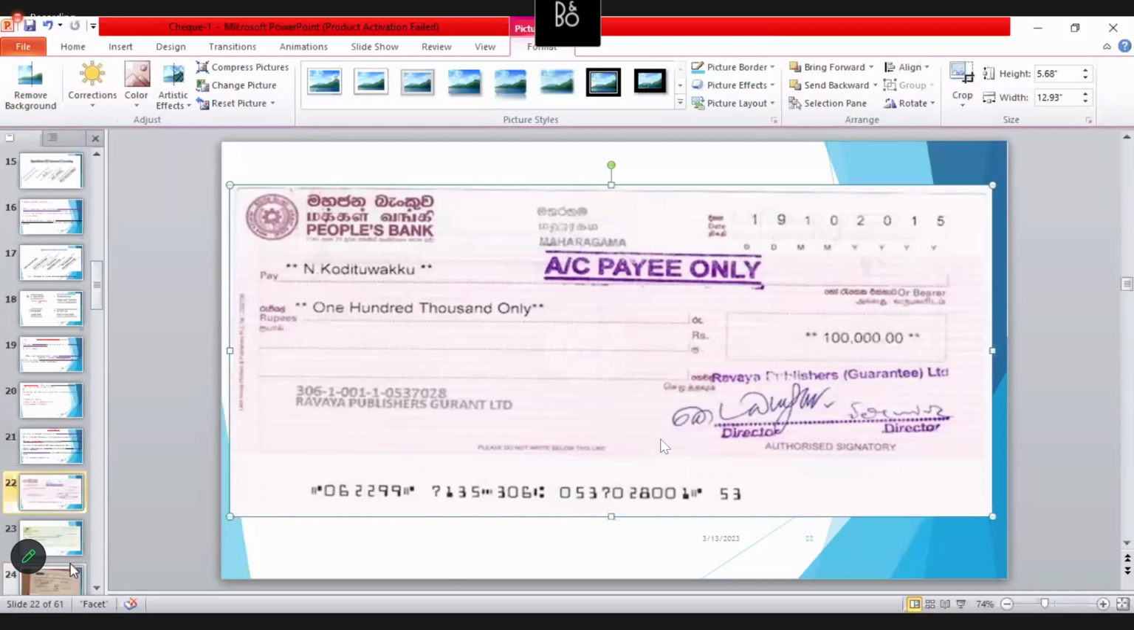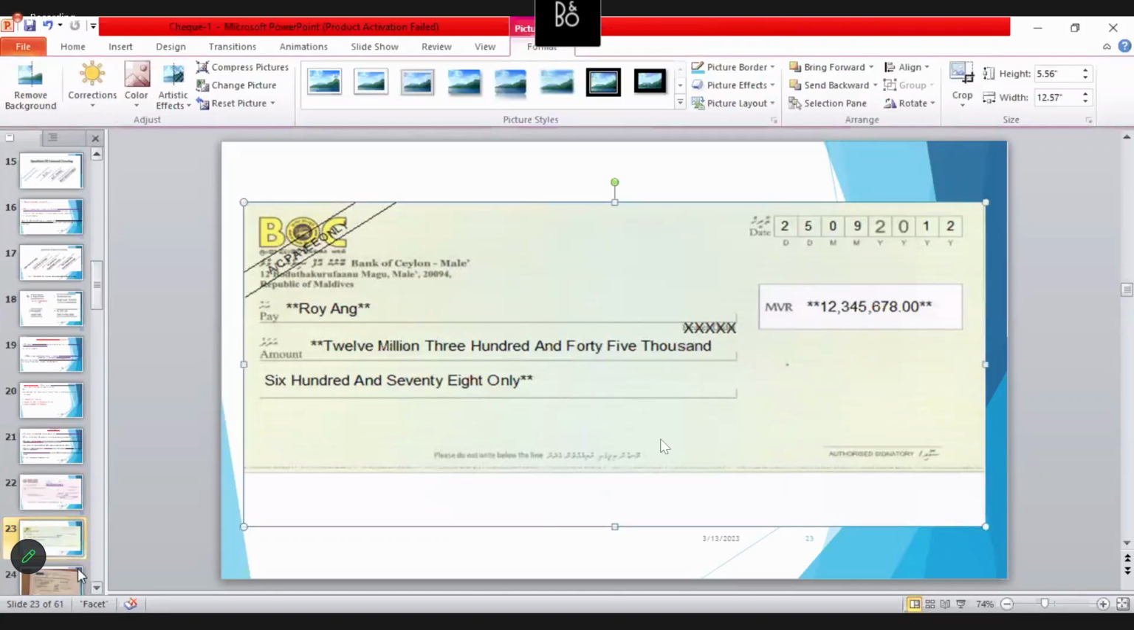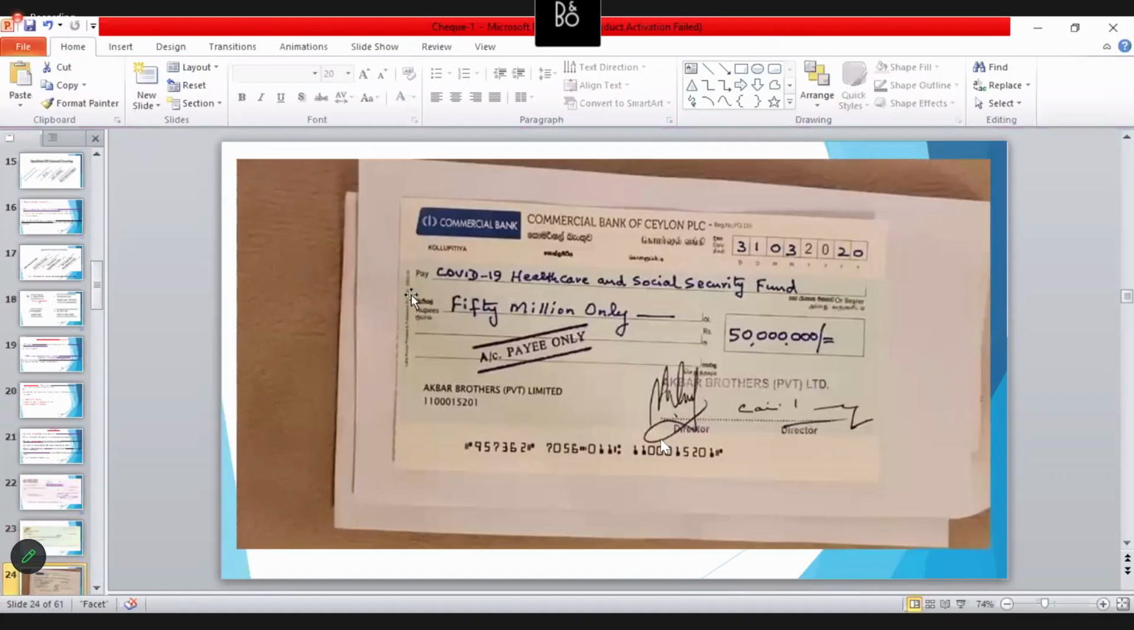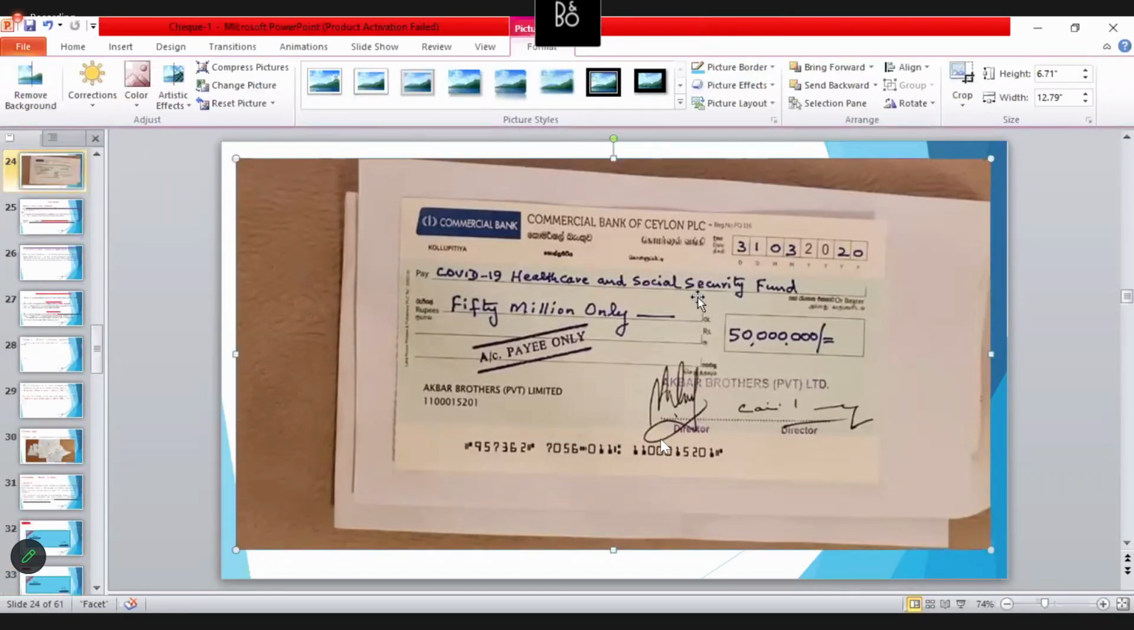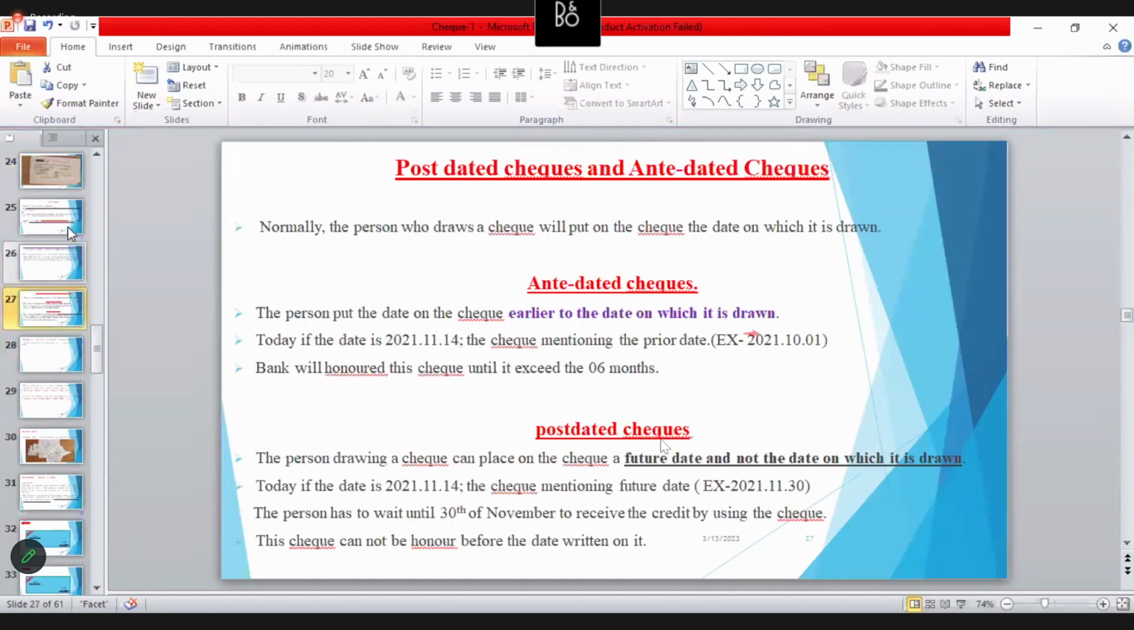If it is a BOC check with the words account payee, then the payee should have an account in the BOC bank. If it is a commercial bank check issued to the COVID-19 Healthcare and Social Security Fund, that society should have an account in the commercial bank. So from whoever this account payee check is issued, the person should have an account in this particular bank. That is known as an account payee check.